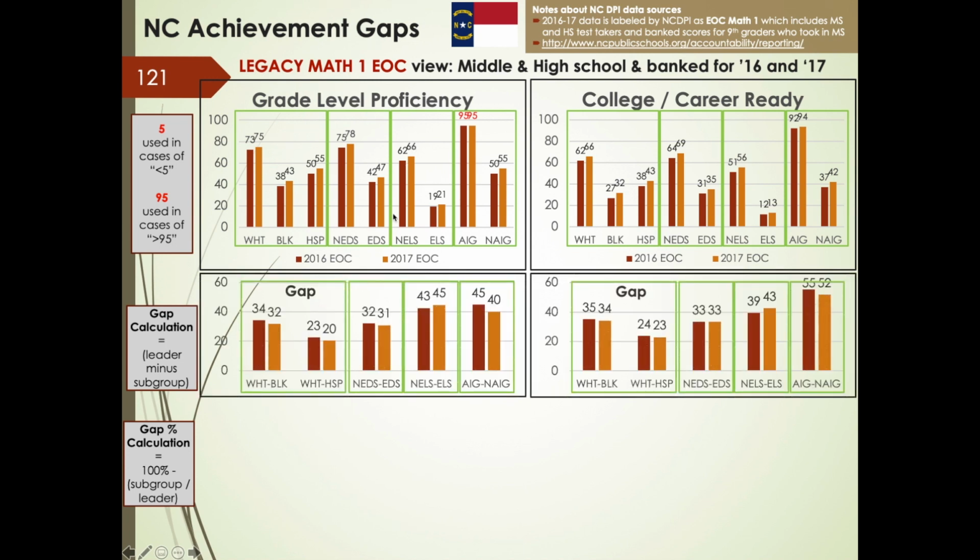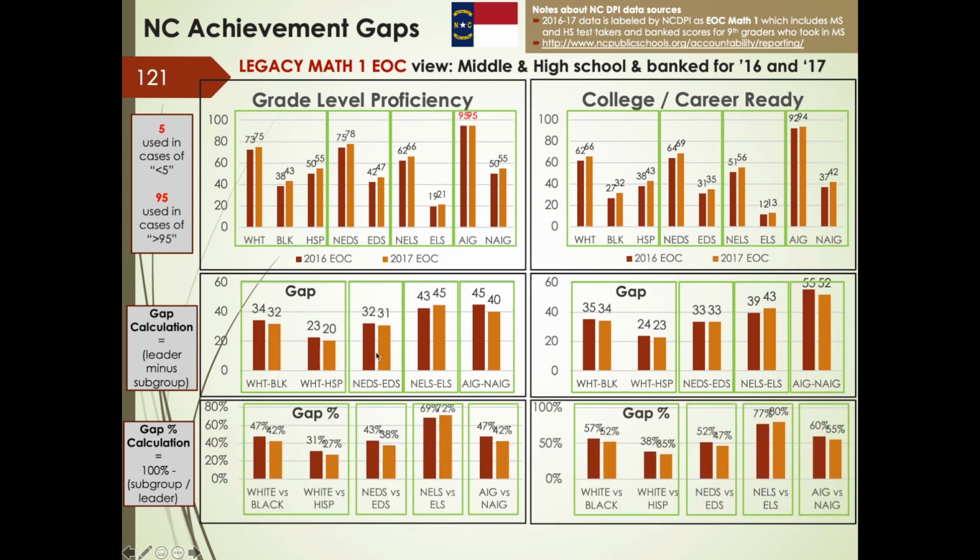Then we'll show a gap. So the gap is simply a calculation, as I showed on the previous page: black versus white, Hispanic versus white, EDS versus NEDS, ELS versus NELS, and NAIG versus AIG. Just showing a subtraction of the leader number minus the subgroup number. Then we express the same figure as a percentage. So again, this is showing the percentage difference of the subgroup compared to the leader group. So for example, in this case, there was a 43% difference in the EDS performance compared to the NEDS performance. And then that went down to a 38% performance difference. So there was an improvement here.